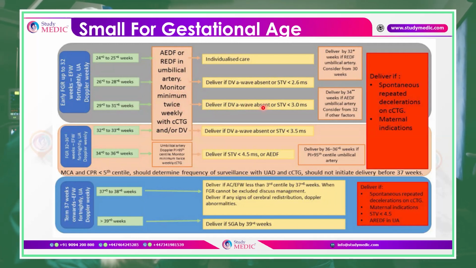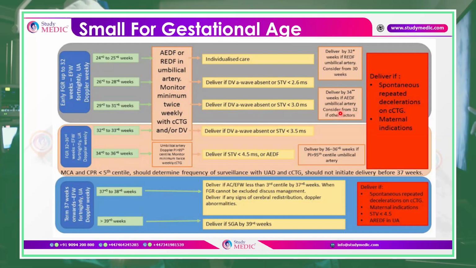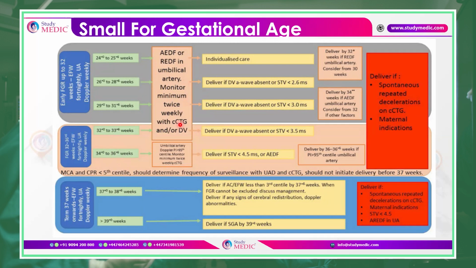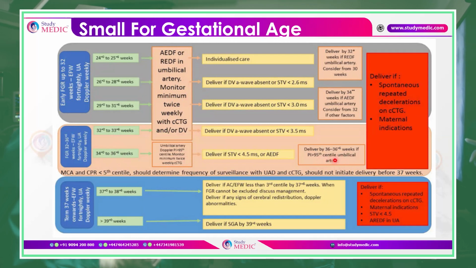If the ductus venosus Doppler A wave is absent, then we can deliver by 34 weeks. If there is absent end diastolic flow in the umbilical artery, we can consider from 32 weeks. The same is the situation when it is presenting at 32 to 36 plus 6 weeks of gestation. We will keep on monitoring the Doppler and see the situation on the ductus venosus Doppler, and the delivery plan can be 36 to 36 plus 6 if the pulsatility index is more than 95th centile.